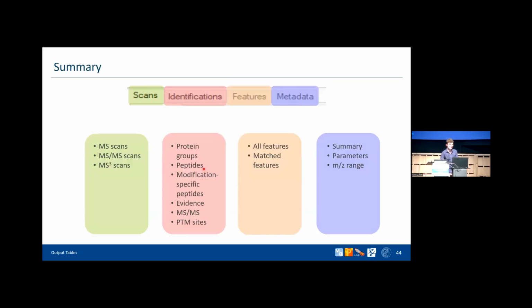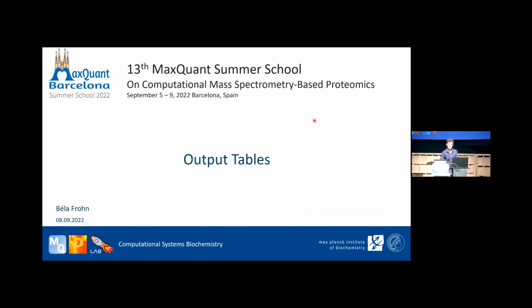And with that, I'm done with my talk. We have seen that we have 4 different groups: identifications, which includes most of the interesting scientific data, then a lot of stuff that you can use for quality control, and an easy method to summarize and compare experiments. And that was it. Thank you. Thank you very much.